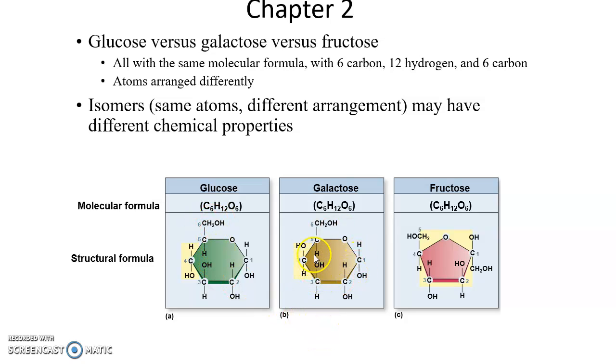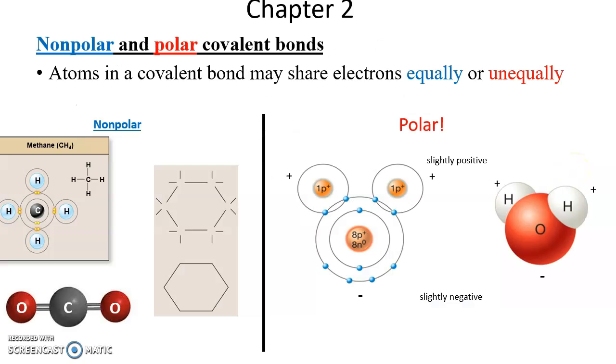Same sort of arrangement for galactose. However, the positions of the hydrogen and oxygen and hydrogen off of this carbon is different, making it slightly different chemically. And then fructose makes a 4-point ring, so only 4 points, of pentose shape with 4 carbons and an oxygen. So again, they are all the same by their molecular formula, but the isomers are distinct in how they're arranged and have slightly different chemical properties.